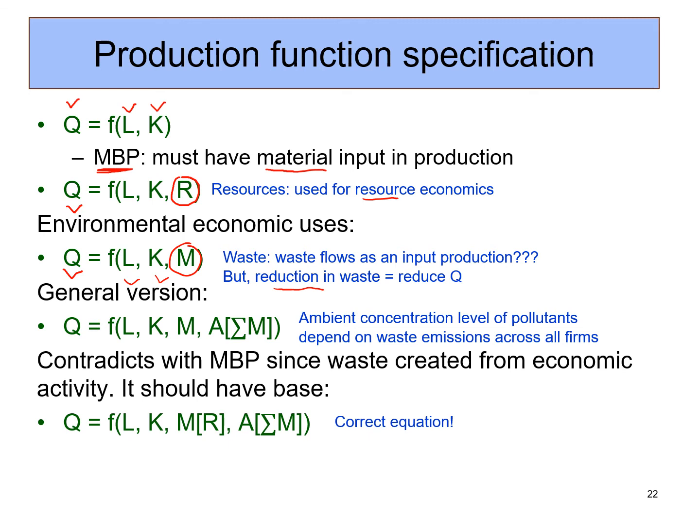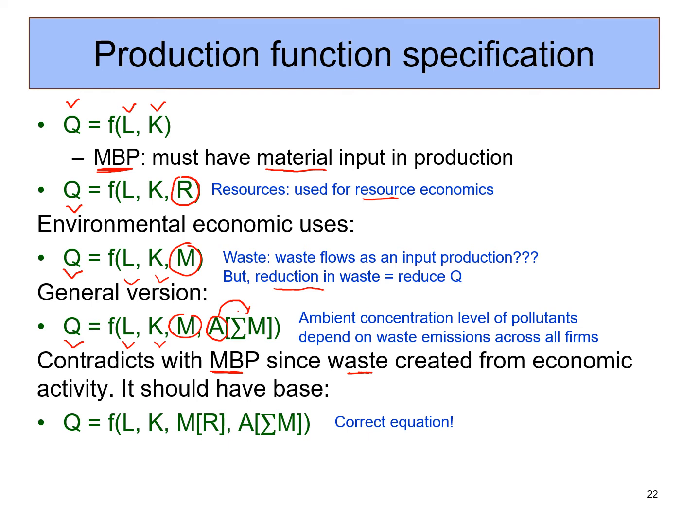Okay, so let's make it general. Your output is a function of labor, capital, and your waste, as well as A. Here A is the ambient concentration level of pollutant, and this ambient concentration depends on waste emission across all firms. Okay, based on this equation, it basically contradicts our materials balance principle, since waste is actually created from economic activity. Remember, economic activity cannot create anything out of nothing.